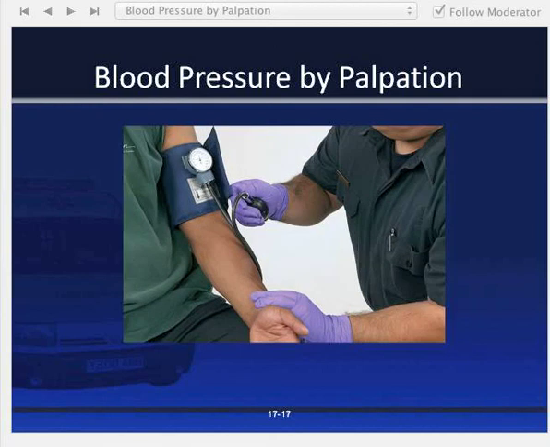Step 3. While watching the gauge, deflate the cuff slowly and evenly at a rate of 2 to 3 millimeters of mercury per second. Note the point on the gauge when you feel a return of the radial pulse. This is the systolic pressure and should be near the point where the radial pulse disappeared. The diastolic pressure cannot be accurately measured by palpation. Therefore, when you document this, you first deflate the cuff completely, and then you record the blood pressure as systolic pressure over P, P meaning palpate.